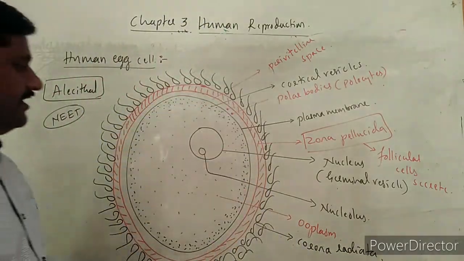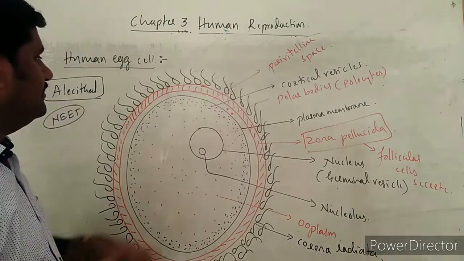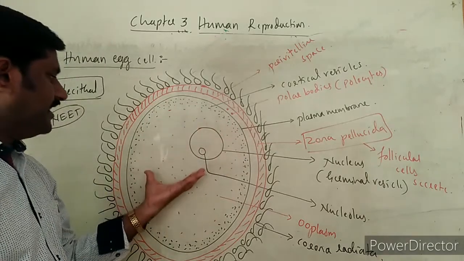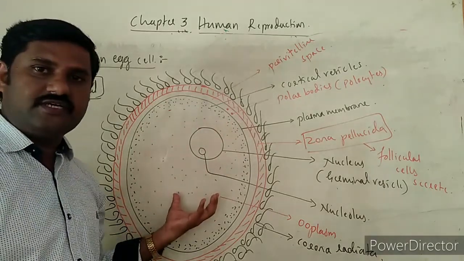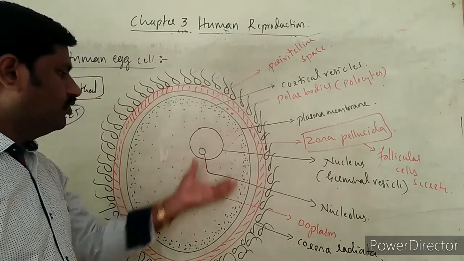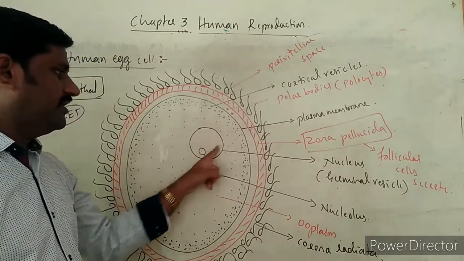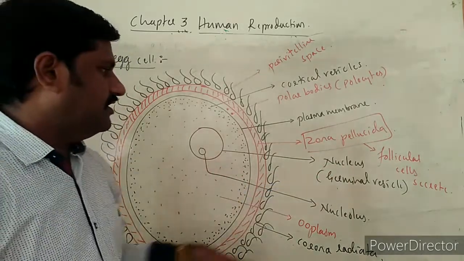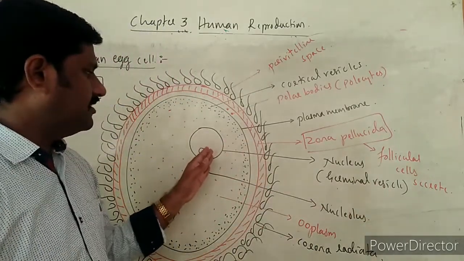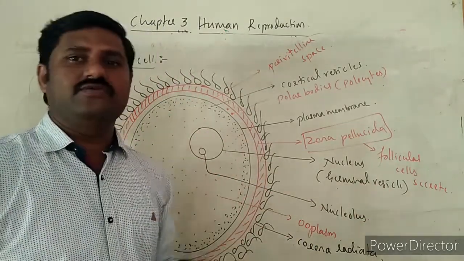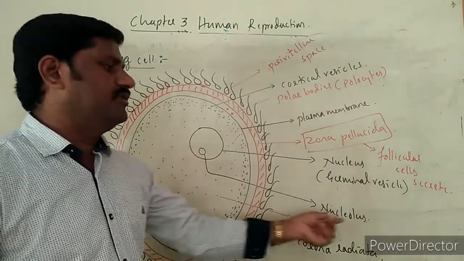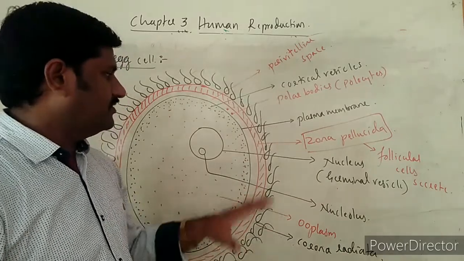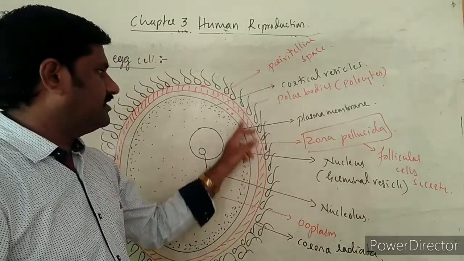So see here, the egg cell is spherical in shape, and it is lined with the plasma membrane. Inside the cell, the cytoplasm is present, and the cytoplasm is called ooplasm. This ooplasm contains a large, prominent nucleus called the germinal vesicle, and this germinal vesicle contains a very small nucleus inside it, called the nucleolus.